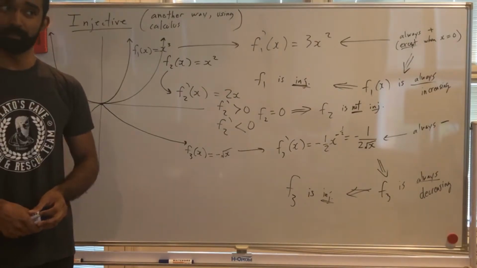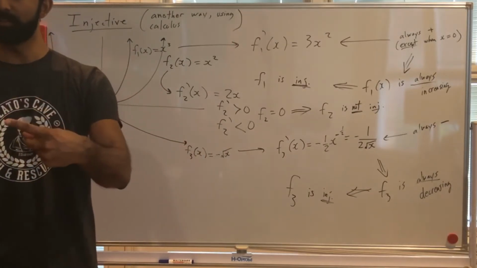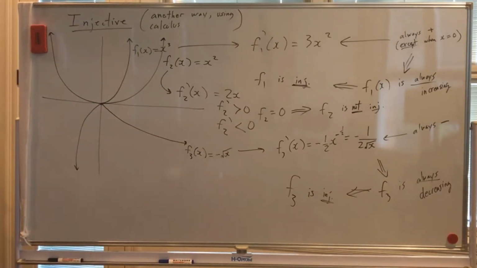Exactly. Because if the derivative switches from negative to positive, that means the graph of the original function is going from decreasing to increasing, or vice versa. So that's what this term injective means.